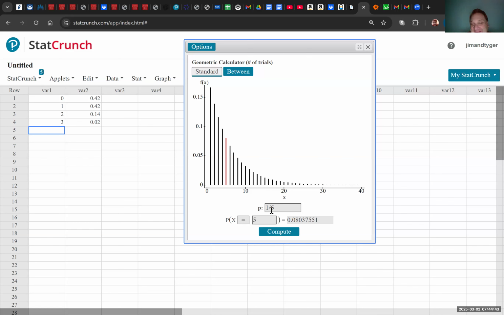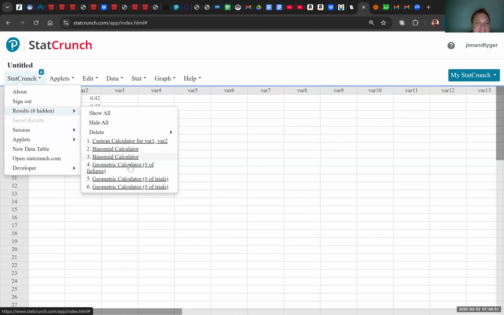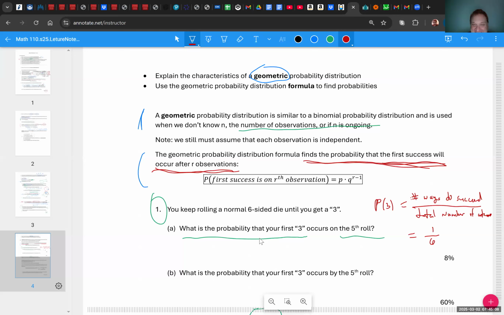Okay, so 1/6 probability of success, 5. Again, I hit escape and it goes away. So let me go back to here. Number of trials, number of trials. Here we go, number of trials. So it's 8%. So that's the answer for the probability that we get our first 3 on the 5th roll. Okay. Thanks for your patience.